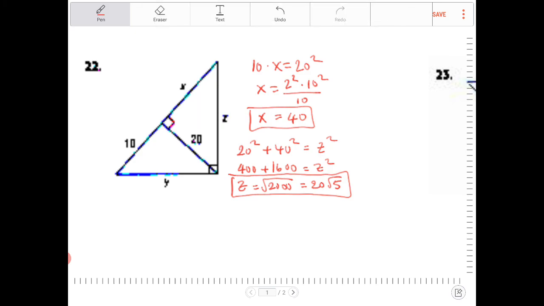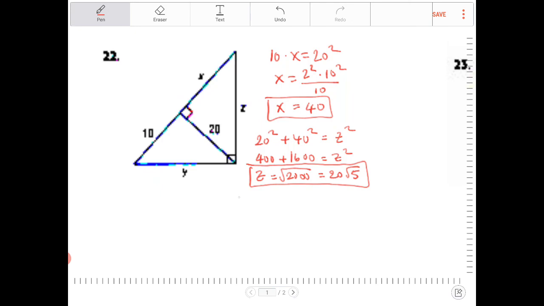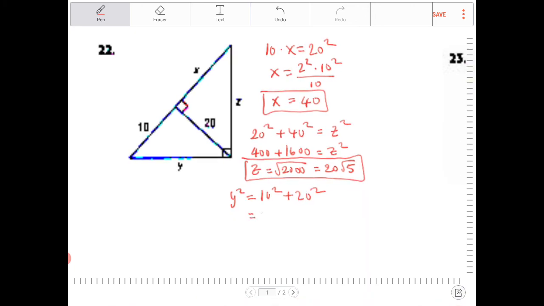And then y squared is equal to 10 squared plus 20 squared. And that would be 100 plus 400. That would be 500. So y will equal 10 radical 5.